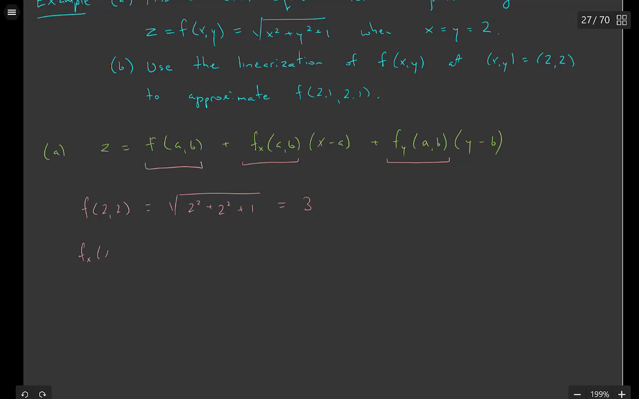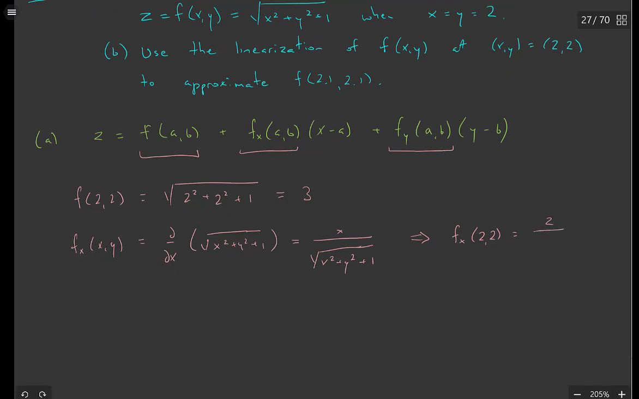So the partial derivative with respect to x is equal to the partial derivative of square root x squared plus y squared plus 1. And we'll treat y like a constant here because we're taking the partial derivative with respect to x. And this will give us 1/2 times 1 over the square root times 2x. It all just simplifies to give us x over square root x squared plus y squared plus 1. When we evaluate this at x and y both equal to 2, the partial derivative with respect to x at 2 and 2 is equal to 2 over square root of 9 again, which is 3.